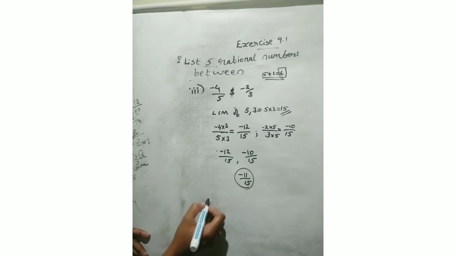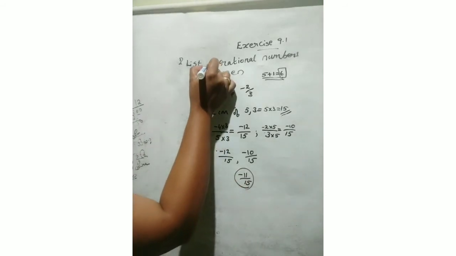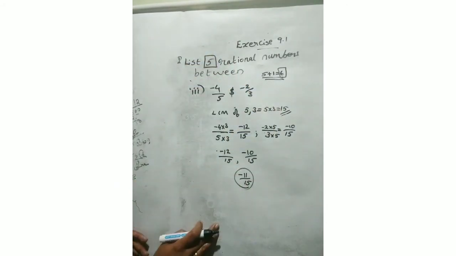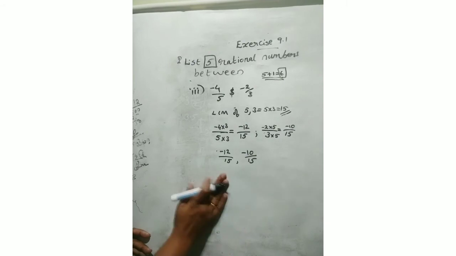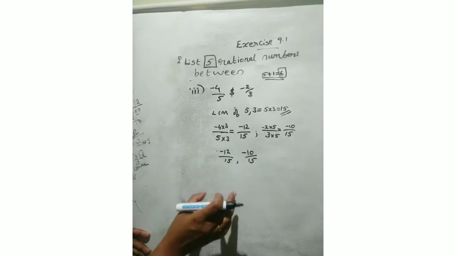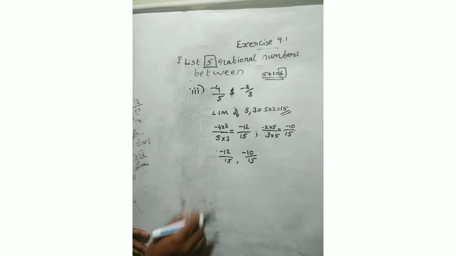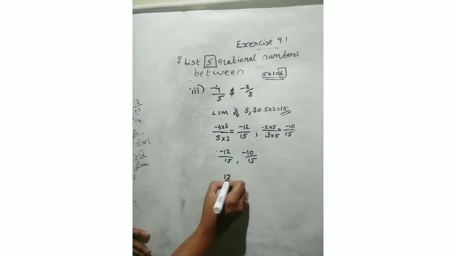One fraction is there, one rational number is there. But our question is list 5 rational numbers between the given rational numbers. So, we can elaborate this one, the denominators as highest one. That is 12, negative 12 on 15.